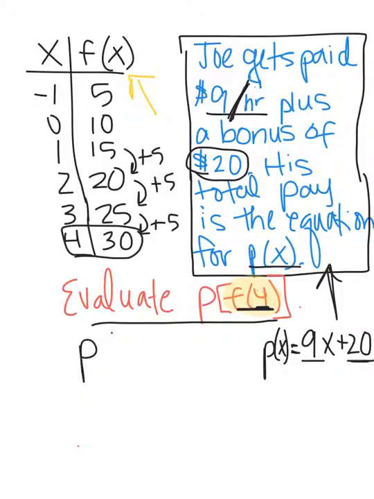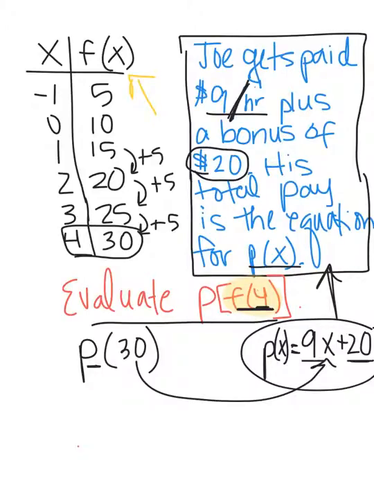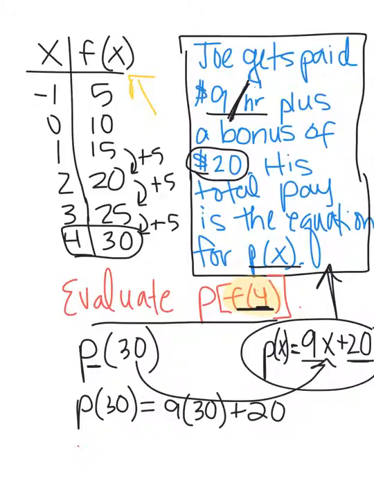So now I'm looking for P of 30. Since I'm using function P, I'm going to use the equation over here, and I'm plugging 30 in for my input. So P of 30 equals 9 times 30 plus 20. Remember, order of operations: we do the multiplication before the addition. 9 times 30 is 270, plus 20 is 290.